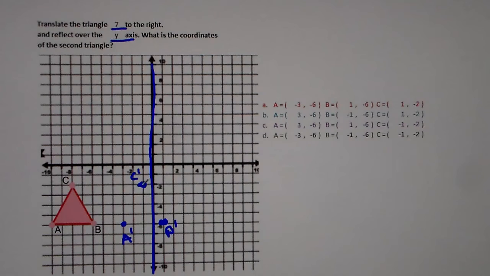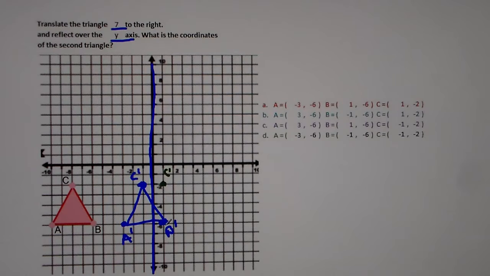Now we have to reflect this blue triangle over the y-axis. So how far away is C prime from the y-axis? Well, it's 1 box away. It's 1 box to the left. So we do the opposite when we reflect. So it's 1 box to the right is our C prime.